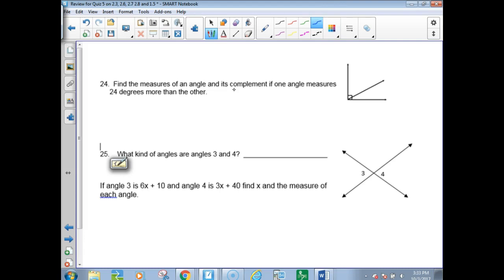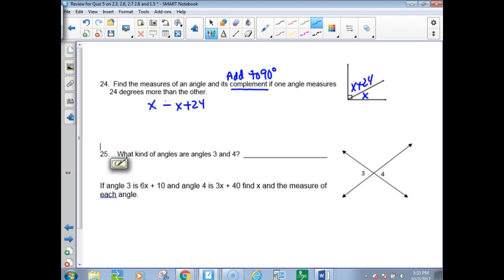Find the measures of the angle and its complement if one angle measures 24 degrees more than the other. Okay, this concept has been tough. Complementary angles do add up to 90, so I do have a diagram here to give us a hint. You need to know it's two angles whose sum is 90. So if one angle measures 24 more than the other, we're going to have to let one of them be x and the other be x plus 24. So I would just probably put an x there and x plus 24.